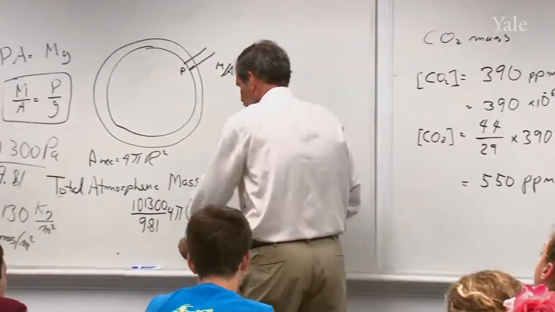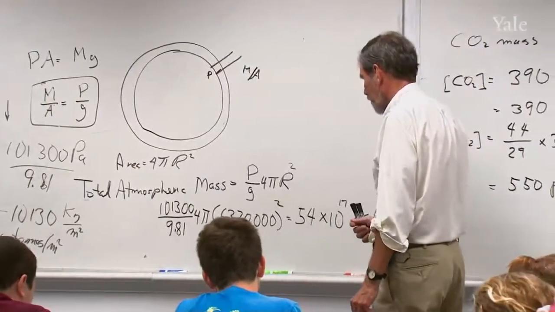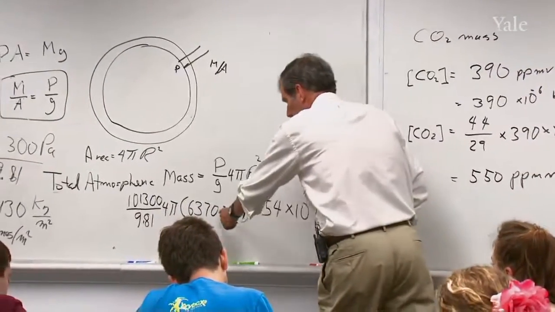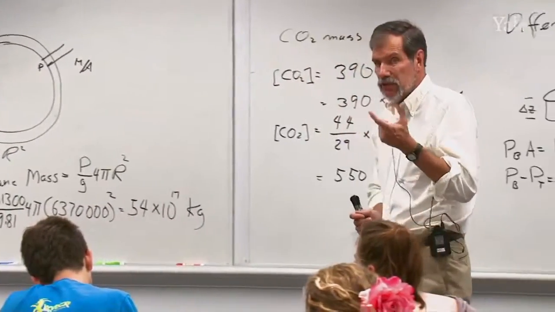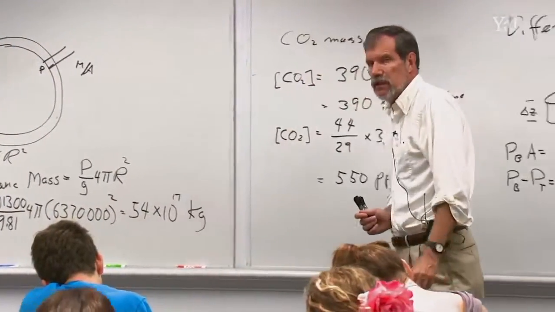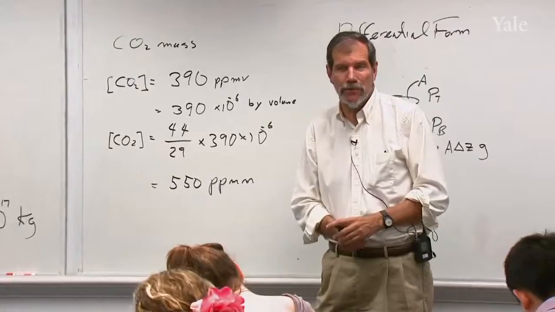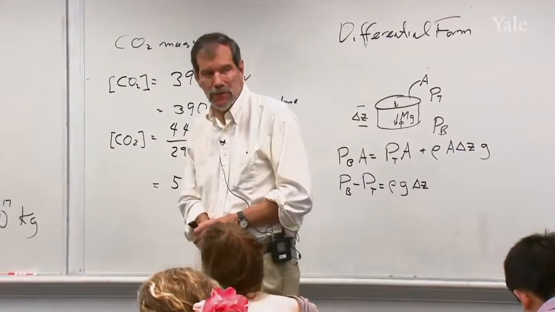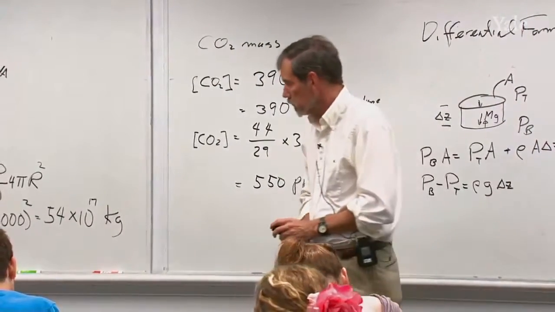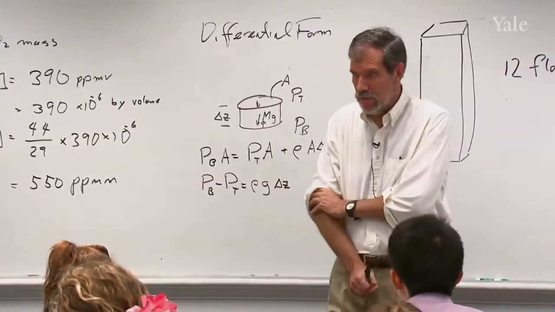So I've done the calculation here again. I've put in 1013, 9.81 like I did there. 4 pi, there's the radius of the planet. Now remember, I had to get that in meters. Everything has to be in consistent units. You square that out and you get 5.4 times 10 to the 17th kilograms. So just like that, we got the mass of the Earth's atmosphere. Questions on that?